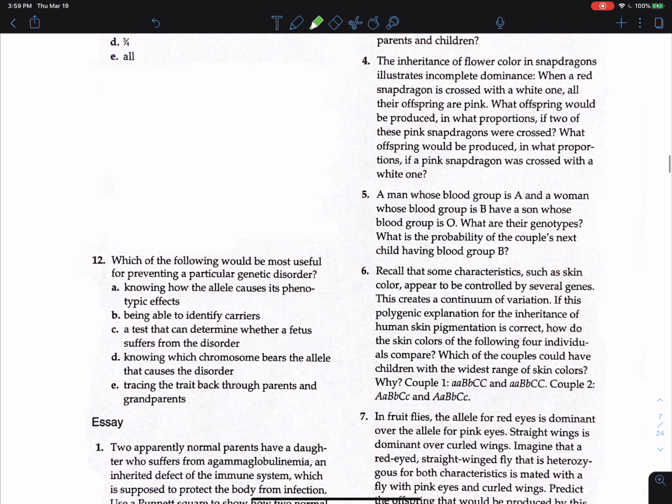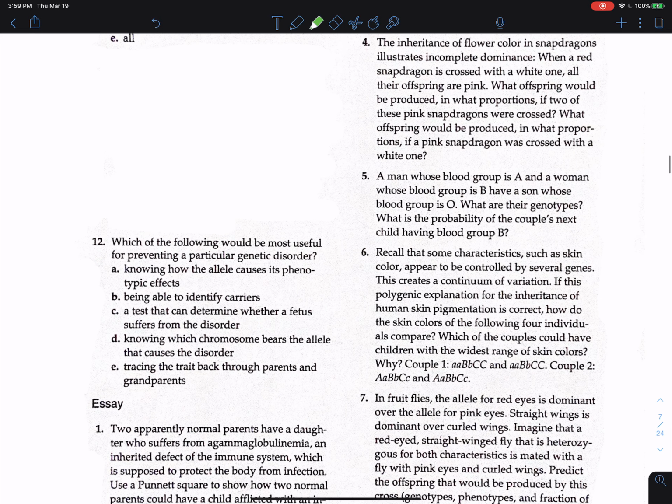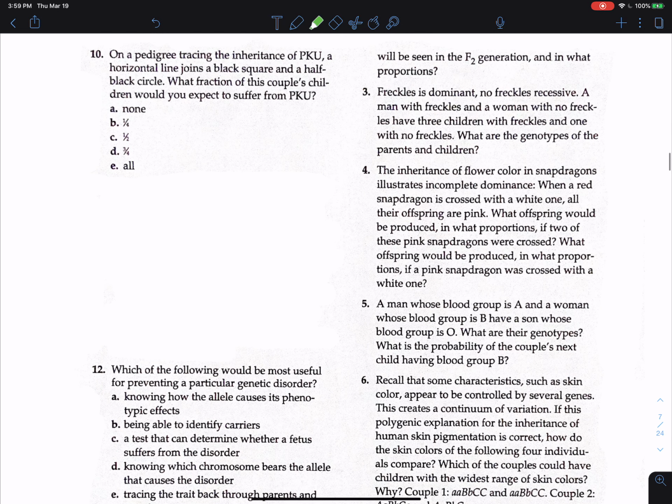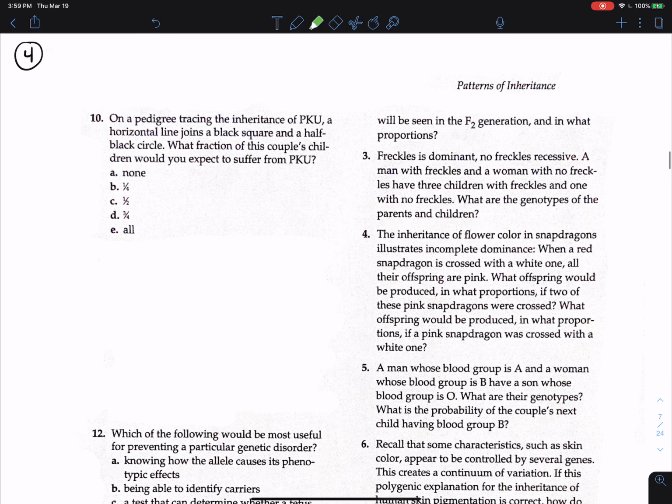And moving on to the last, oh god, there's a lot of essays. Moving on to the last page here. This is page 4 of the patterns of inheritance questions. So if you can't find this in the packet, there you go. On a pedigree tracing the inheritance of PKU, a horizontal line joins a black square and a half black circle.